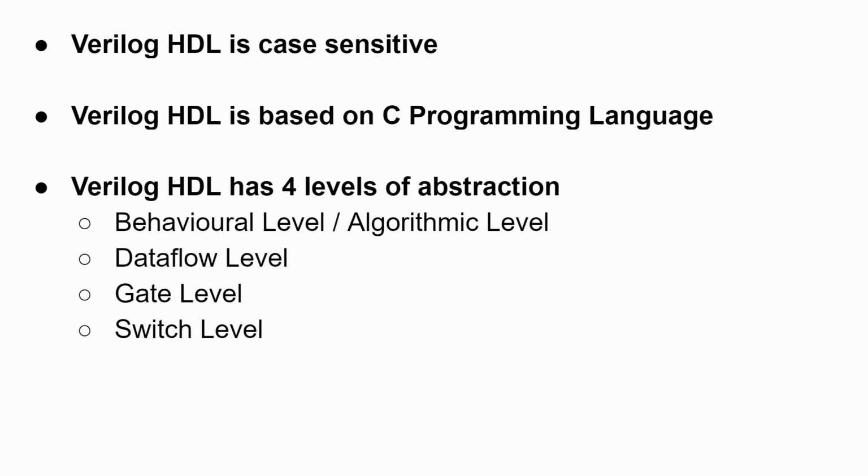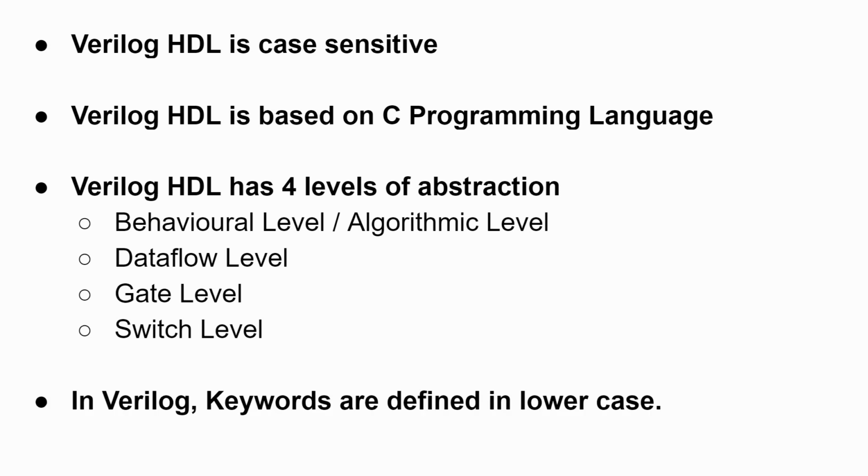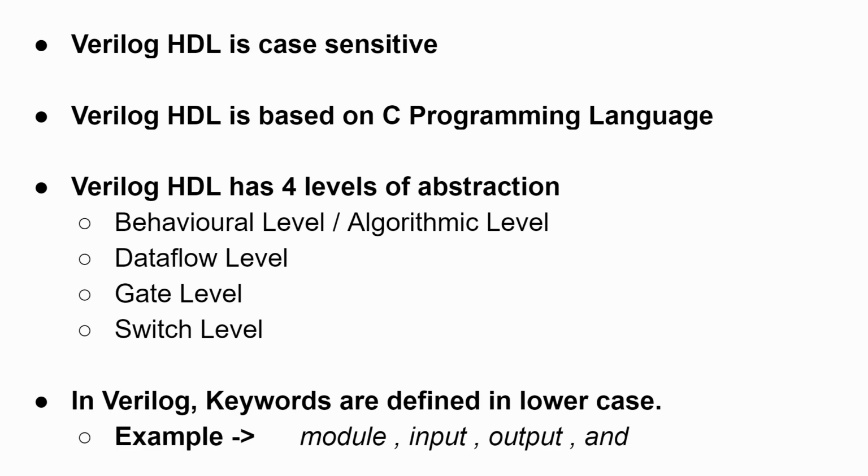So abstraction basically tells the level of detailing we are giving while writing the code. If you want to just write the algorithmic behavior of the design, you will use the top level. Whereas if you want to describe in detail what kind of transistors are being used, at that time you will switch to switch level. And in Verilog, all the keywords are defined in lowercase only. For example, all the keywords like module, input, output, and AND gate are written in lowercase only.